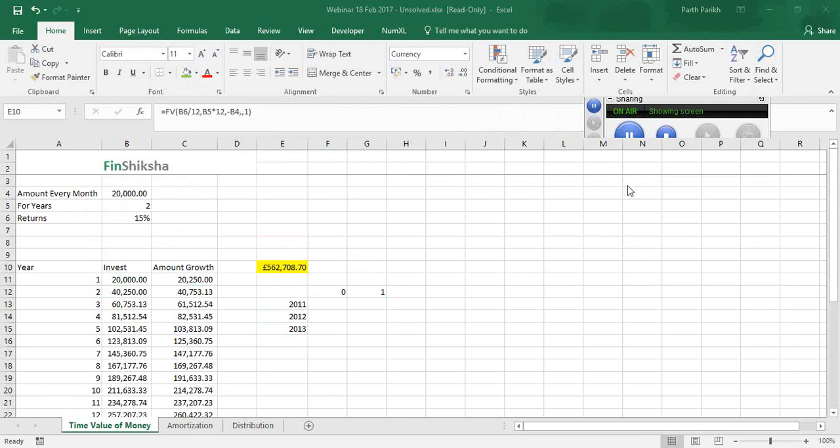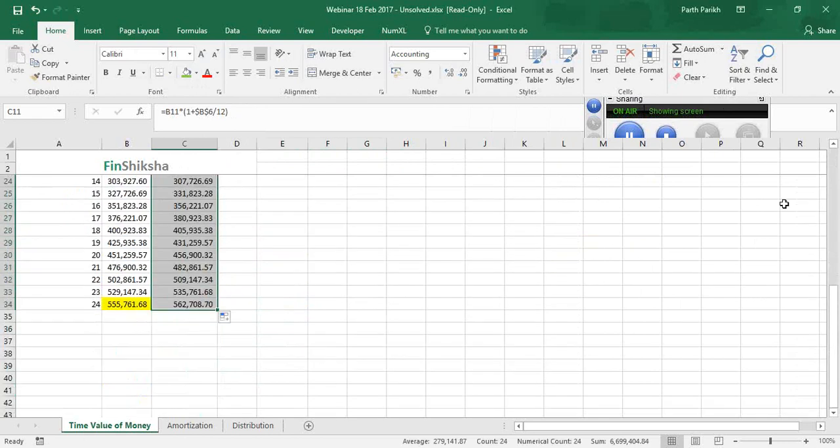Okay, I have a question asking, can you explain the 0 and 1 again? And I have another question: how did you get the amount value by dragging it down? So you simply have to write this formula. There's a small square box over here. You simply have to drag this. Even if you don't drag this, you just have to double click over here and you will get the answers. Does it solve the purpose?